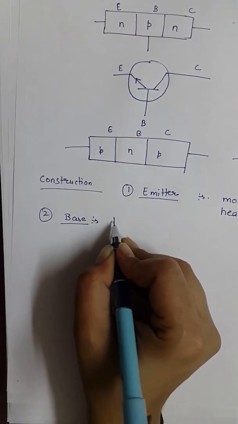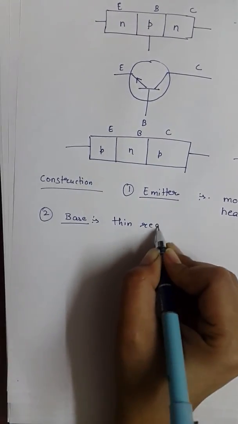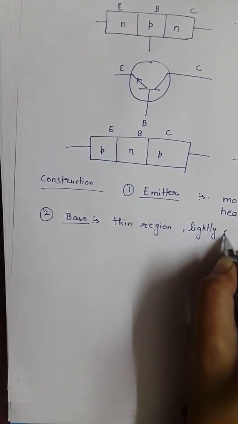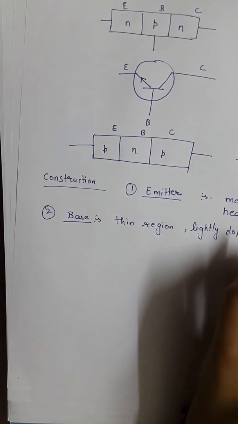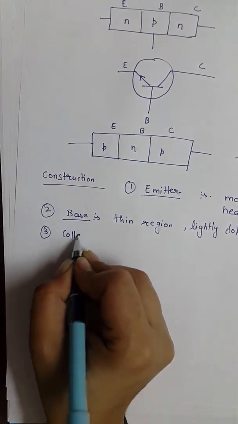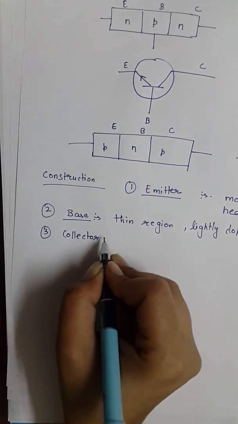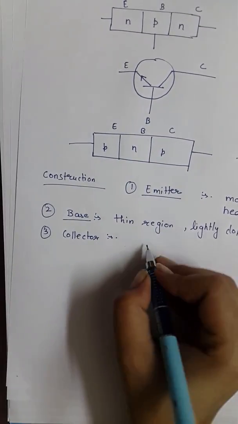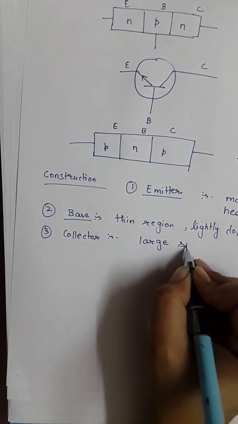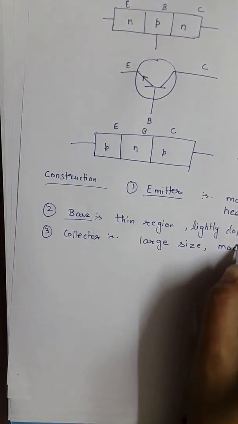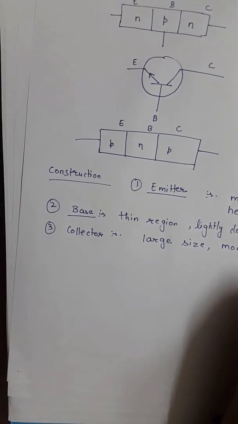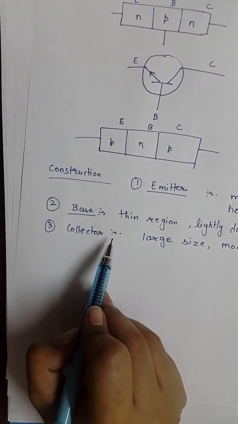It's the thin region which is lightly doped. Okay, now we'll talk about the collector. In the case of collector, it is moderately doped but it is large in size. Large size, moderately doped. Okay, so that is my emitter, base and collector.